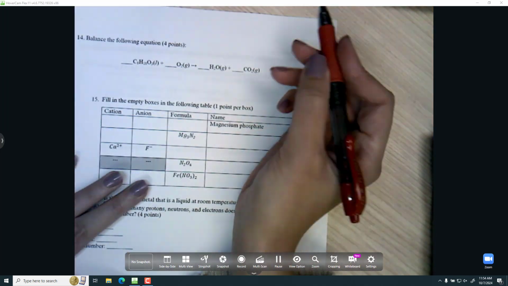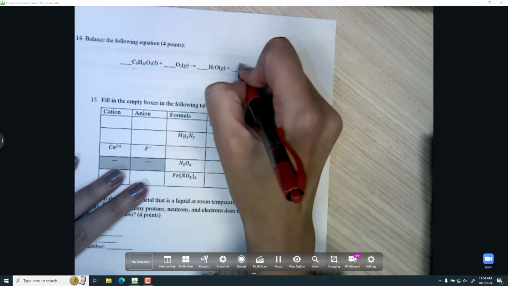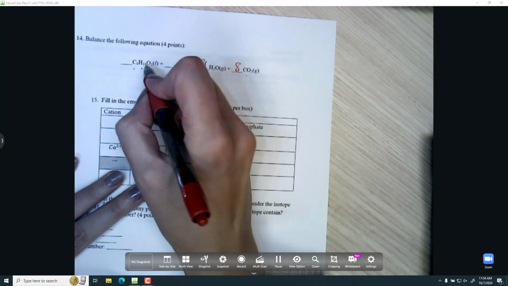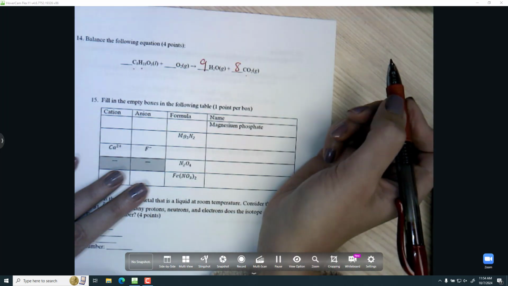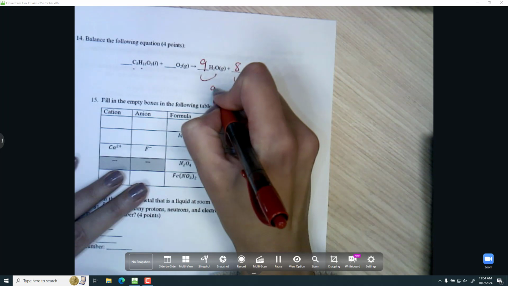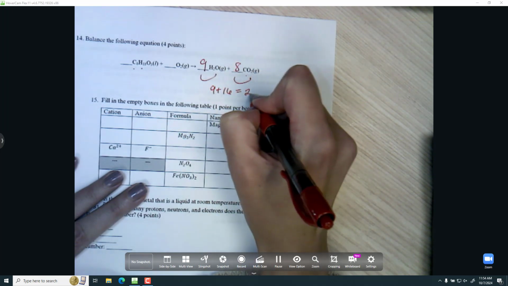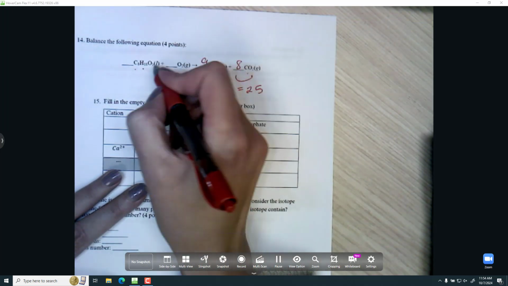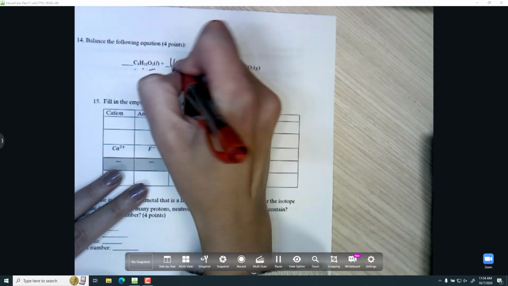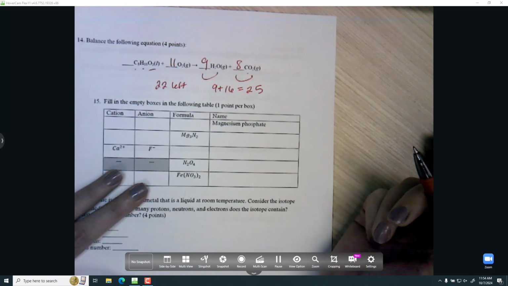All right, for balancing, I see 8 carbons, so I'll put 8 over here. 18 hydrogen, so I'll put a 9 by water, and now I've got just oxygen left. I've got 9 plus 16 is 25 oxygen on the right. Here I've got 3 in that molecule, and so the 22 more that need to be accounted for, which means I need 11 of the O2 molecules.